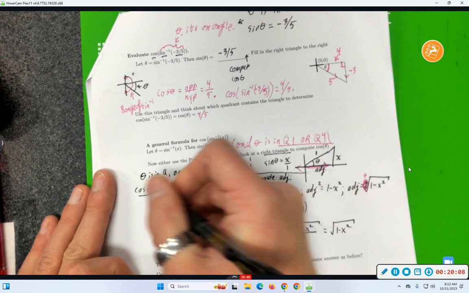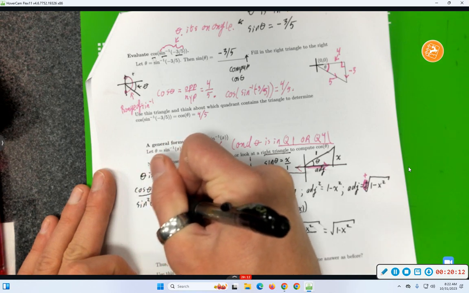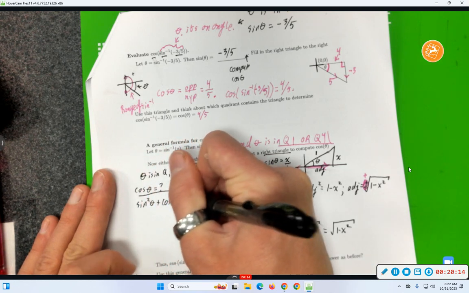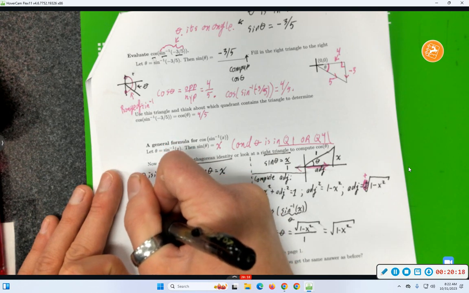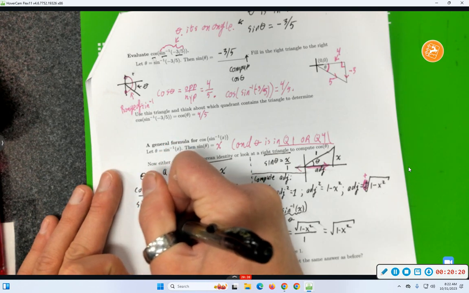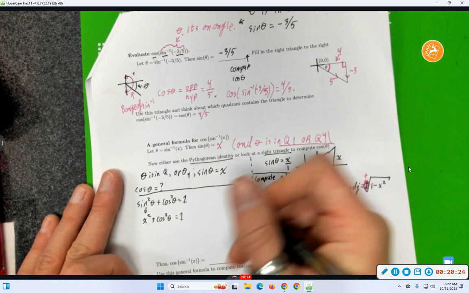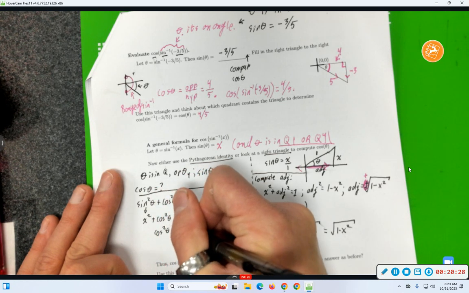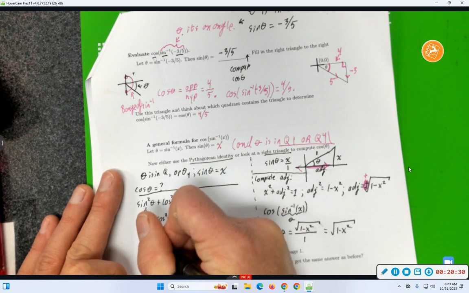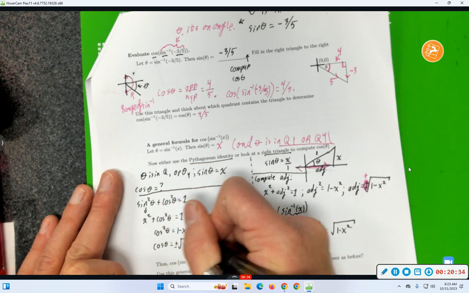And there's the general way to do that. I know that sine squared theta plus cosine squared theta is always equal to 1. Well, sine of theta is x, so that'll give me x squared plus cosine squared theta is equal to 1. Solve for cosine squared. Cosine squared theta equals 1 minus x squared. Get cosine on its own. Cosine theta is plus or minus square root of 1 minus x squared.